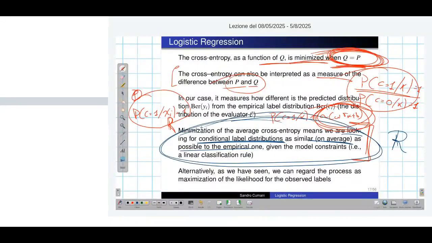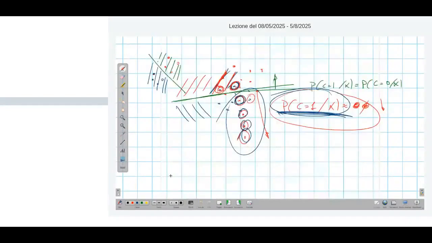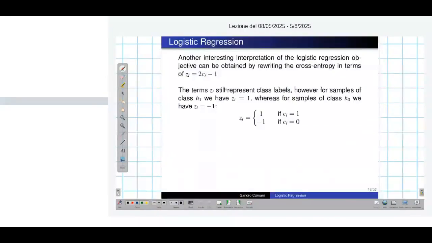Now, this process can be interpreted even better. So this is minimization of the cross entropy, but we can also rewrite the cross entropy in a way that shows exactly this phenomenon, that the model will try to avoid solutions where points are misclassified. How? Well, we can manipulate the cross entropy to give yet another interpretation of the logistic regression objective, which shows what it's trying to do for each sample.